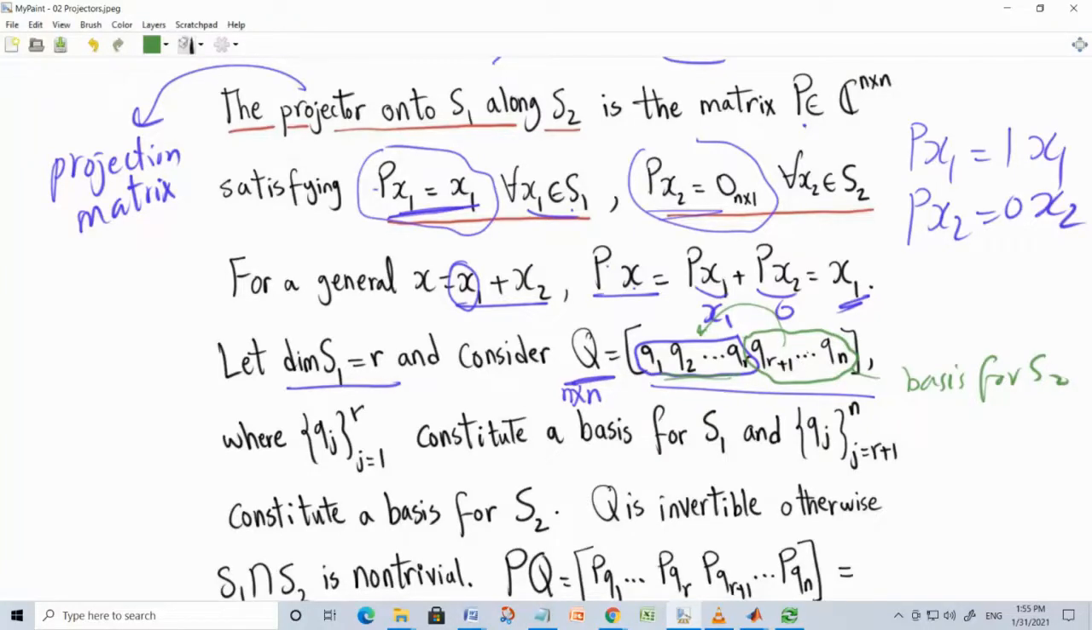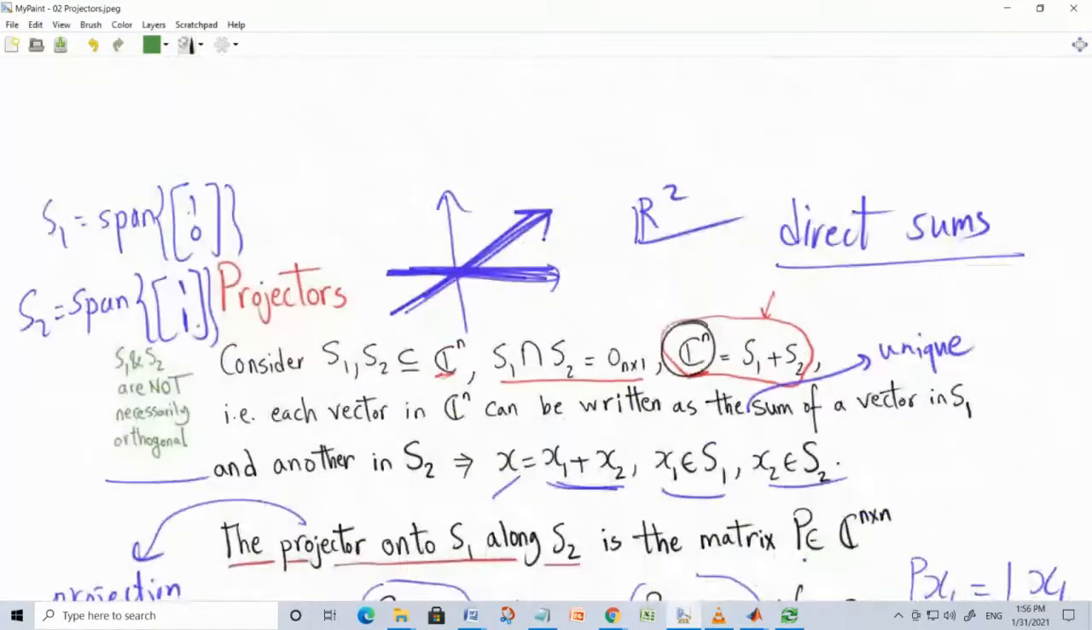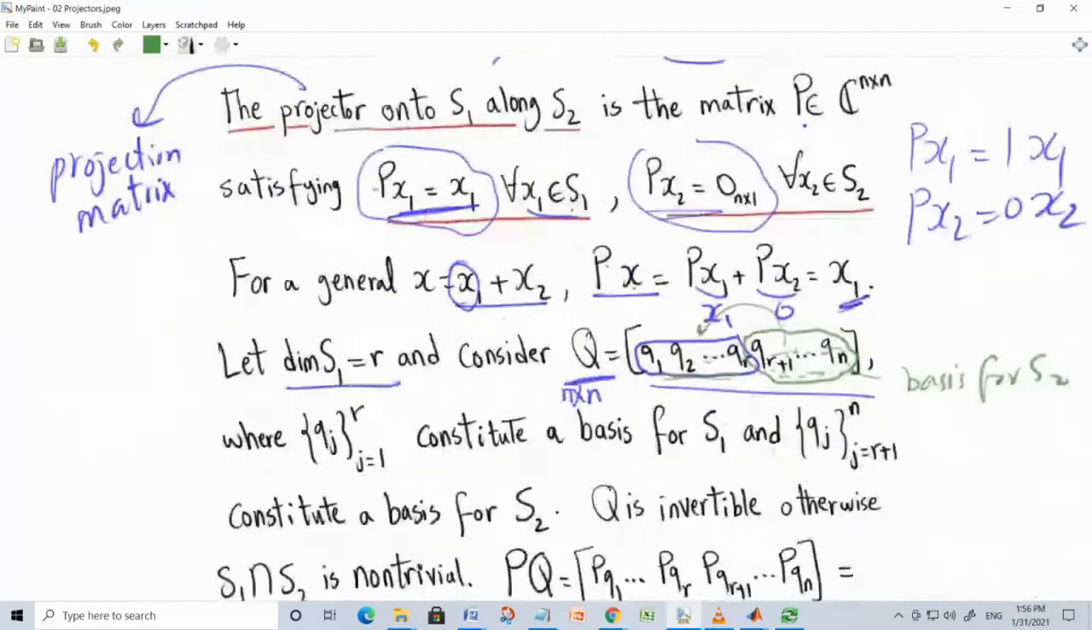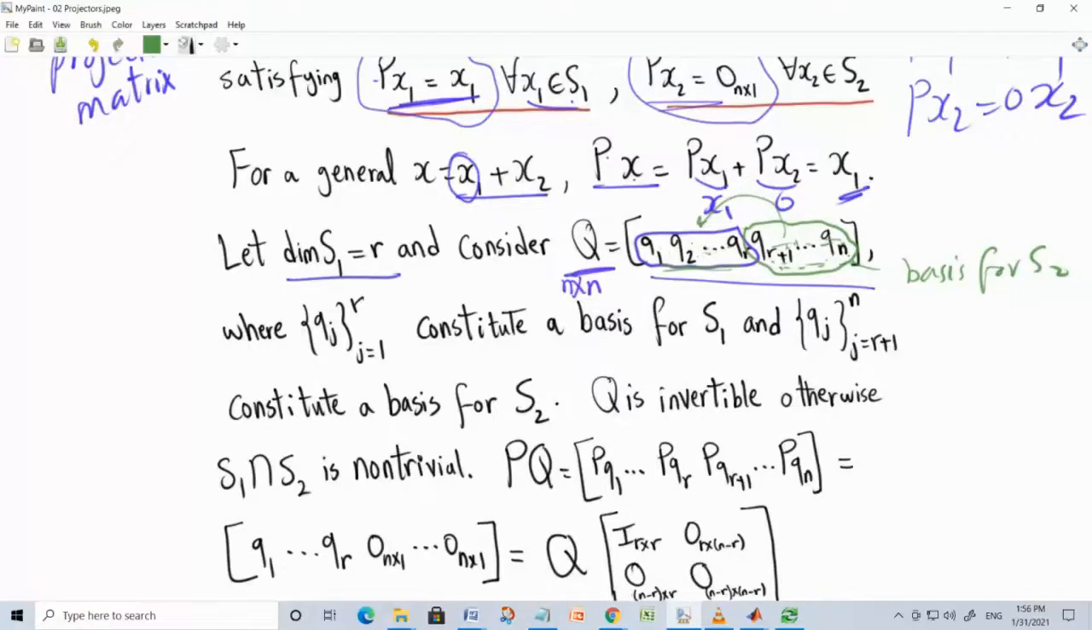Their intersection is non-trivial because, remember, the basis vectors are never the all-zero vector. So if one of those guys can be written as a linear combination of the others, and it's a non-zero vector, then one of those vectors is living in S1, or vice versa. If one of the vectors from Q1 to QR can be written as a combination of QR plus 1 to Qn, then it's living in S2. But remember, from the very beginning, we are saying that these two subspaces have an intersection of only the zero vector. So we cannot express any one of those guys in terms of the others, and vice versa. So all those Q vectors are linearly independent, and matrix Q is invertible.